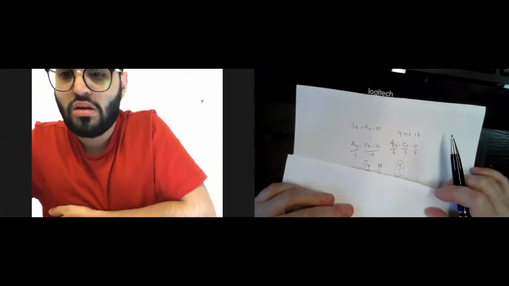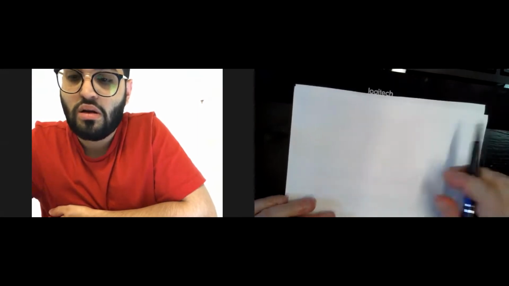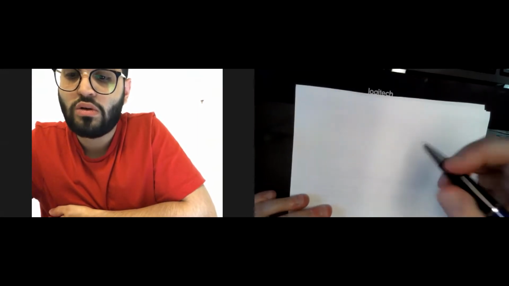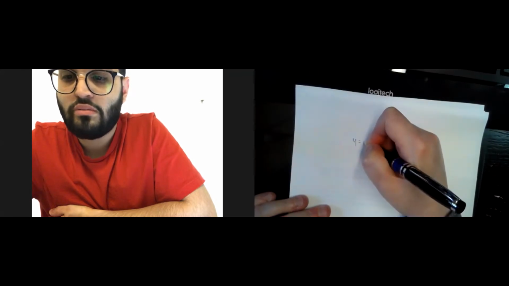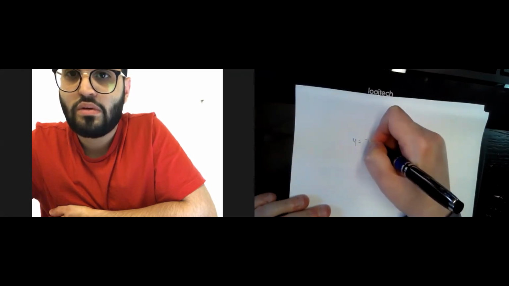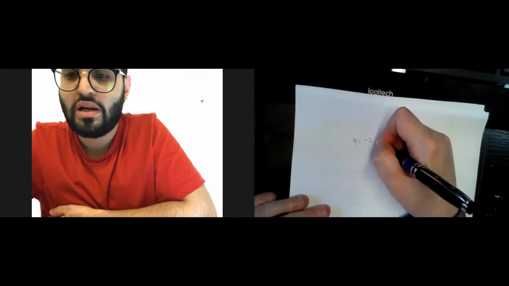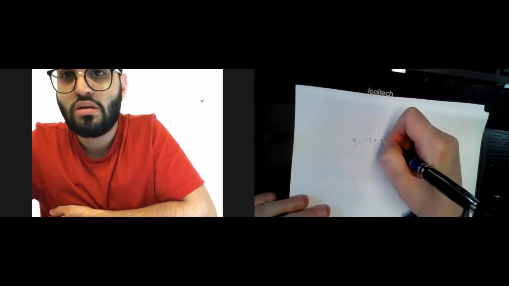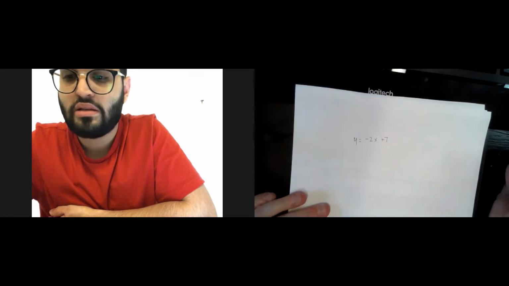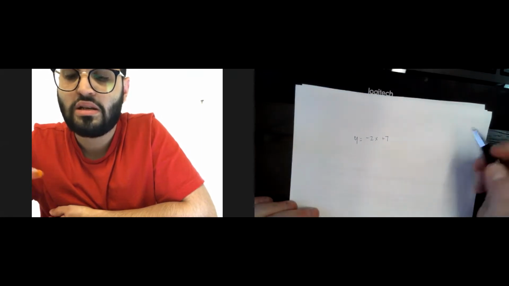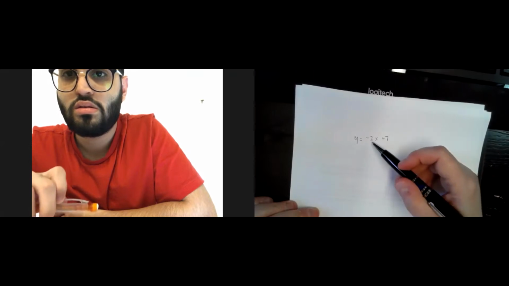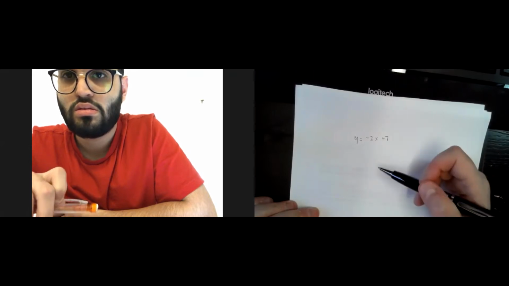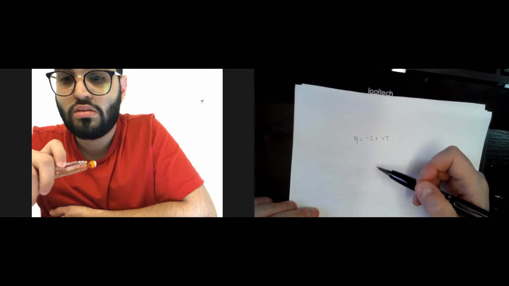I got another one here. It's y equals -2x plus 7. And they ask you the same here, find the slope of the line. So this one, the slope is -2. You don't even have to mess with that one.